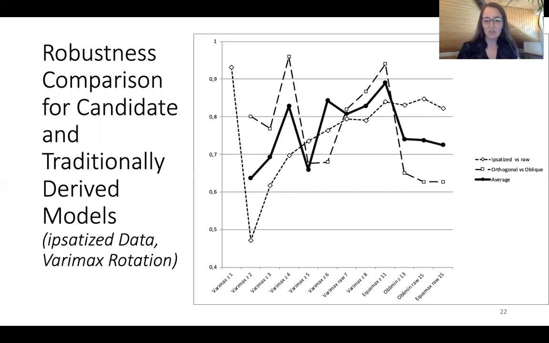And what you see is that the model we chose of 11 factors is not only the most robust among our candidates, but of all those models. It's the least sensitive to method variations, even compared to these much smaller, simpler models at 2, 3, 4 factors. And pretty much the worst model is the Varimax 5.